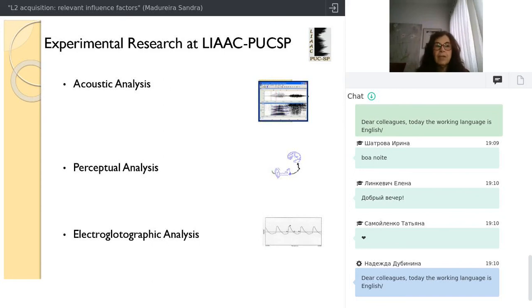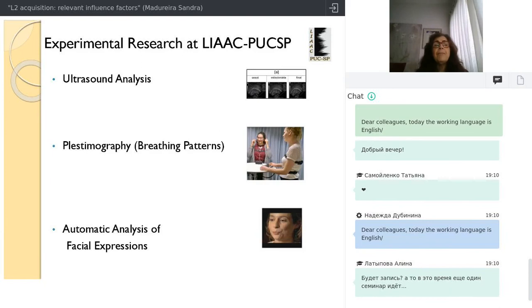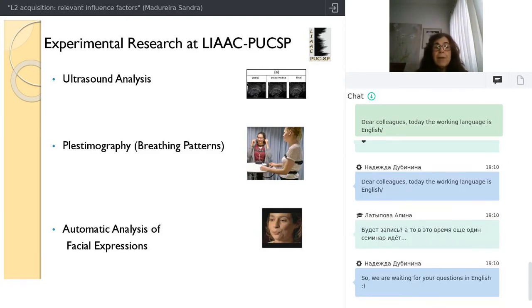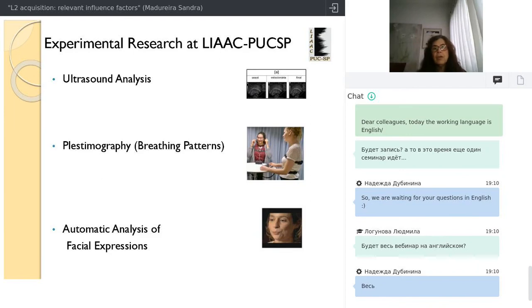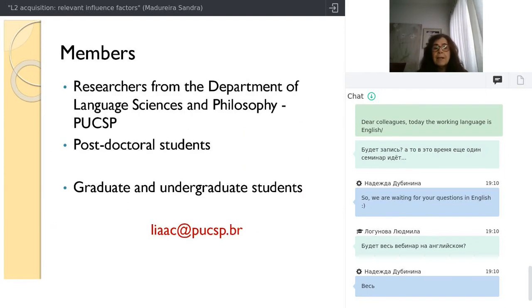So we have acoustic analysis, perceptual analysis, electroglottographic analysis, and also other kinds of analysis, such as ultrasound analysis to see the movements of the tongue, right? Breathing patterns, the plethysmography, right? And also the automatic analysis of facial expressions. So together with the acoustics, it would be the visual prosody together with the vocal prosody, okay? And then, these are the lines of research and the kinds of research we have here.